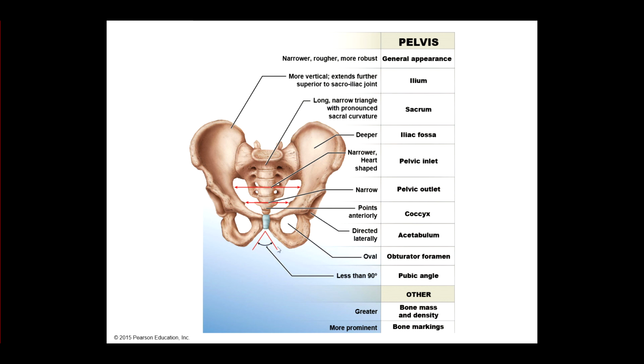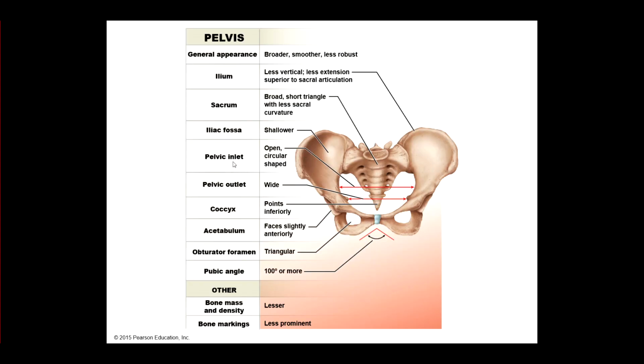If you look at the pubic angle over here, in a male, it's going to be less than 90 degrees, whereas in a female, let's look at the same three criteria. The pelvic inlet is going to be more open, a circular shape. So as the baby drops down in the last stages of development, the pelvic inlet will allow the baby to go down towards the birth canal. The pelvic outlet is going to be wide, and the coccyx points straight down. It doesn't tip into the pelvis. And then look at the pubic angle over here. It's more than 100 degrees, so the pelvis will be wider.